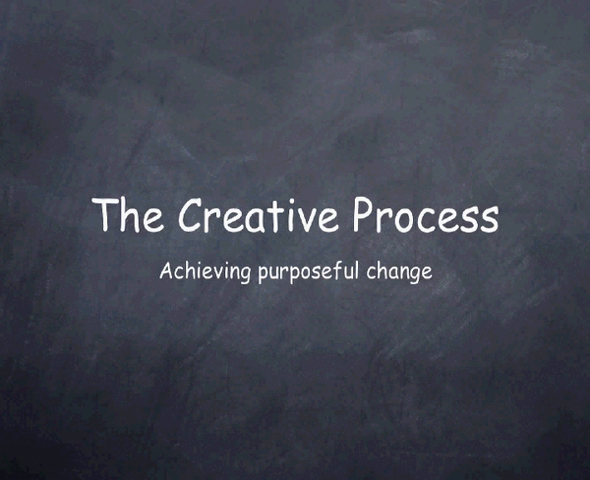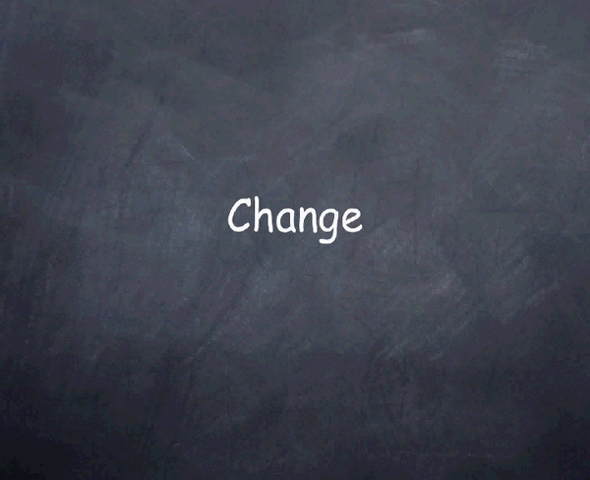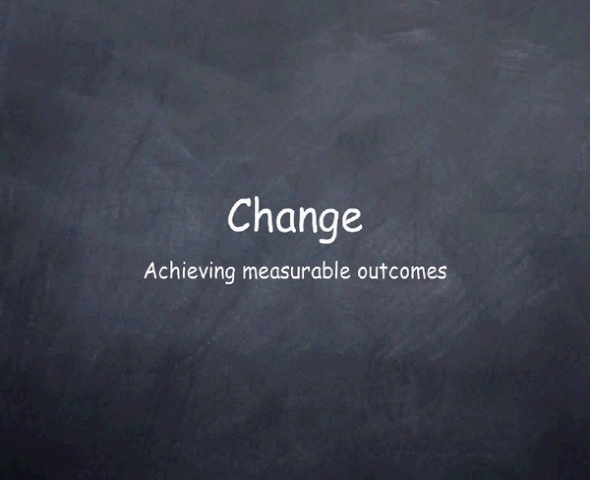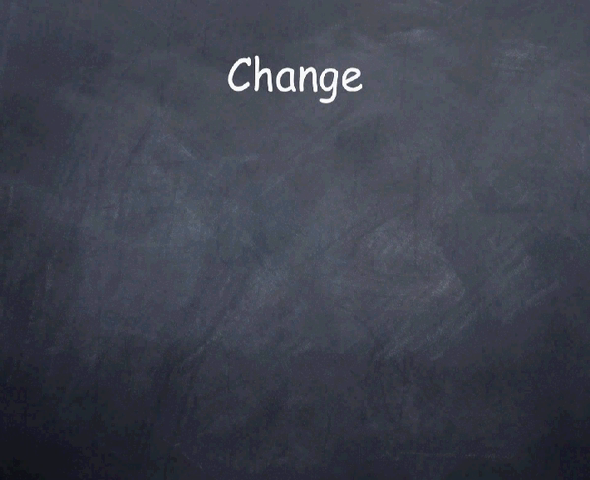Creative process, achieving purposeful change. This section looks at purposeful change and how the planning facilitator can enable a group to achieve measurable outcomes. Change happens in two ways.